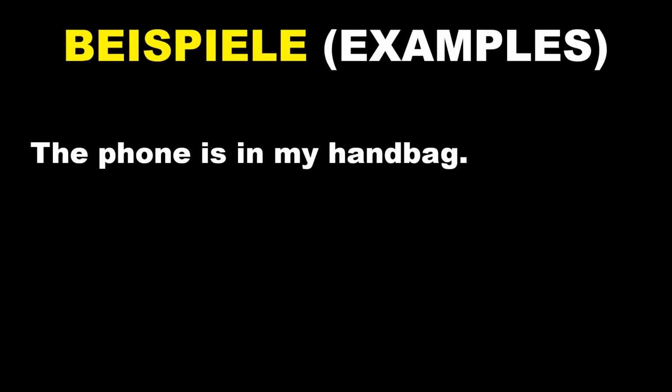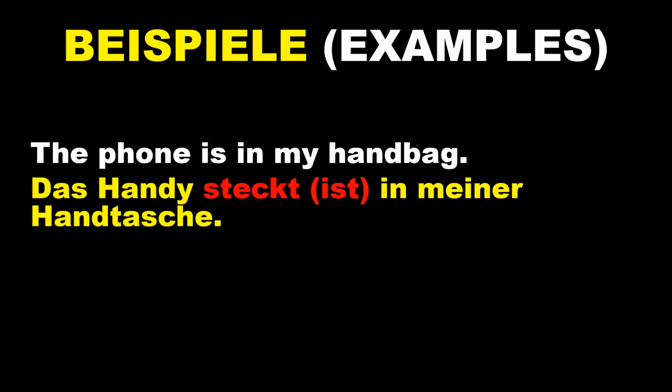The phone is in my handbag. That is how we will translate it. Das Handy steckt in meiner Handtasche. Here the verb is stecken. This verb is very important and sometimes it is also confusing. You can also use the verb sein here. So there is no change in the meaning. Das Handy steckt oder das Handy ist in meiner Handtasche.